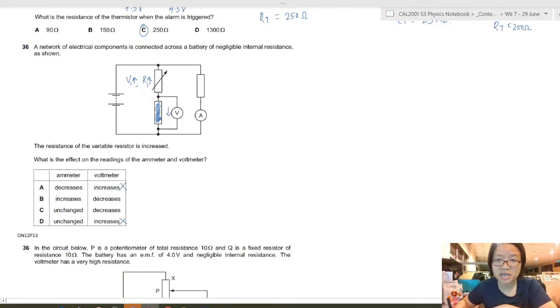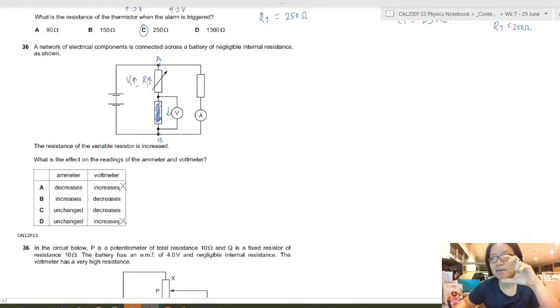You might be tempted to say unchanged because you see this branch never changed also, but you wait. Number one, if you increase the resistance of this branch, the effective resistance from point A here to point B here increases. The whole branch resistance will increase.